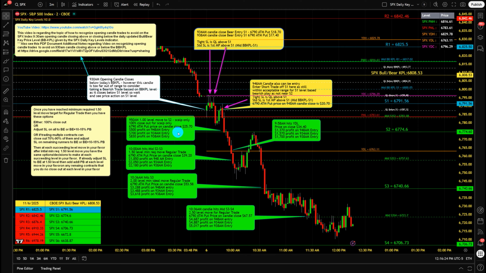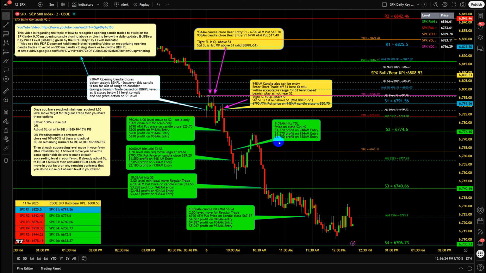Now, the other type of trade that you're doing with this particular strategy is called a regular trade. The regular trade differs from the scalp trade in that it requires a minimum 1.5 level move in your favor. And when it reaches the minimum 1.5 level move in your favor, you then have several options as to what to do once it's reached that minimum required level. And that is outlined here in this comment.